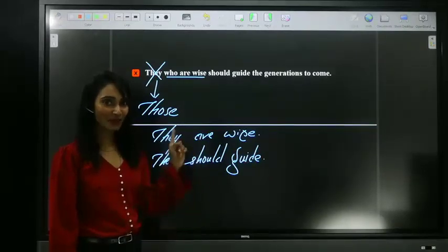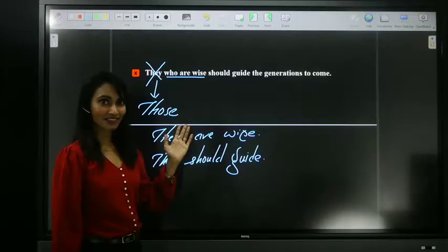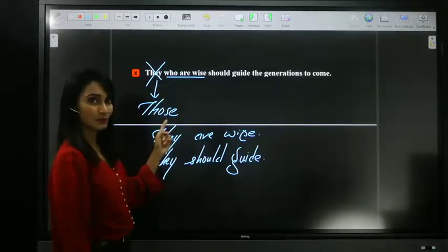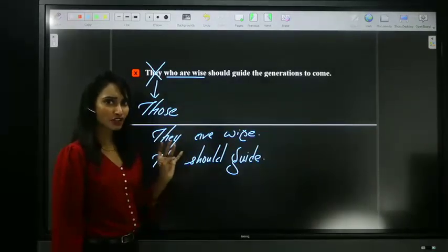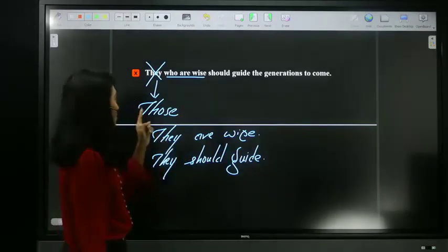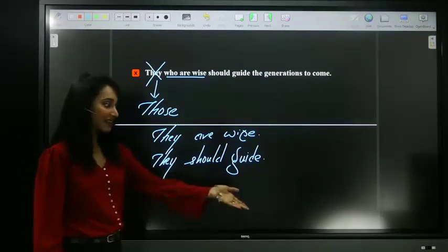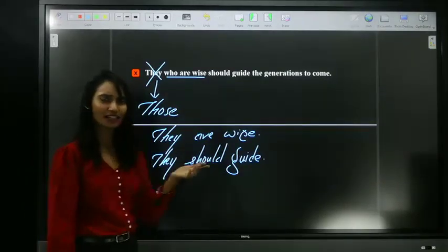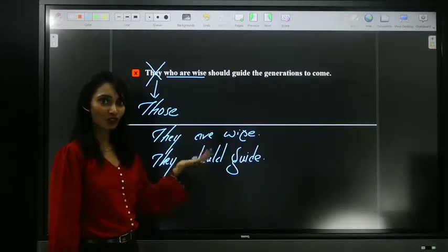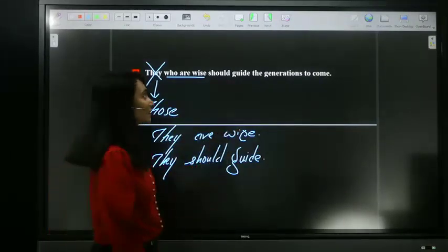Did you understand the previous example we have seen before with those, right? Same thing here also. The function of education is, do you remember that? Same here. So those who are wise should guide the generations to come, not they who are wise should guide. It's not giving sense at all. So generalize the statement, plural, so those. Now look at the next one.